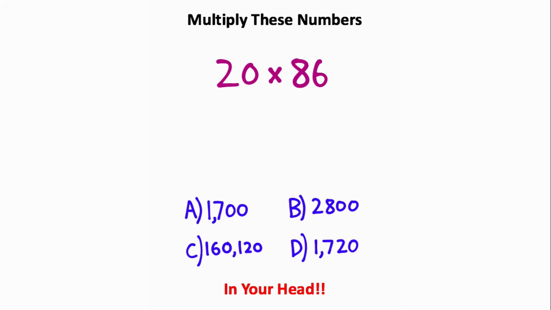Okay, so I'm going to do this without writing anything on the screen. So I see 20 times 86, so I'm going to split that into 20 times 80 plus 6. 2 times 8 is 16, and then I add the two zeros, that's 1600. 2 times 6 is 12, and I add a zero, that's 120. So I have 1600 and 120. I get 1720. So option D is the correct answer.